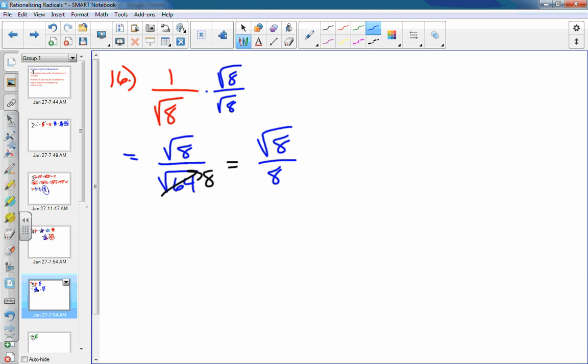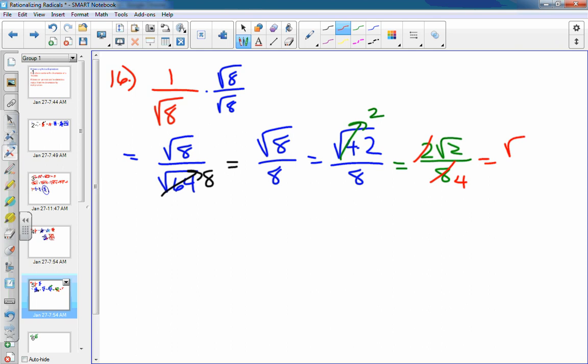But can I simplify the square root of 8? What is that? That's going to be the square root of 4 times 2 all over 8. Well, what is the square root of 4? So I actually have 2 square roots of 2 over 8. Well, what happens to the 2 and the 8? They reduce down to what? That goes away, and this becomes a 4 to give you the square root of 2 over 4.